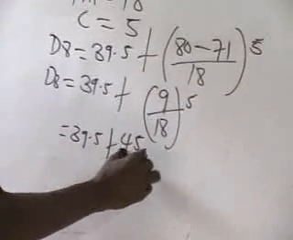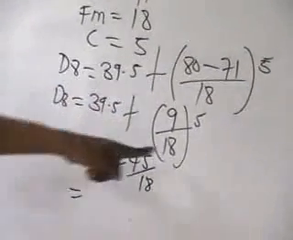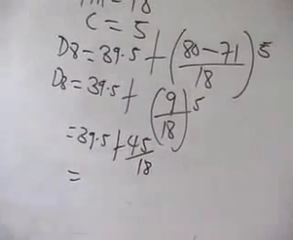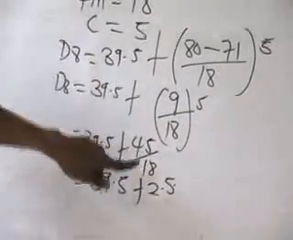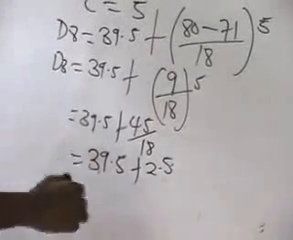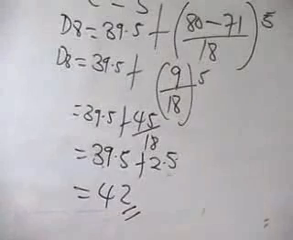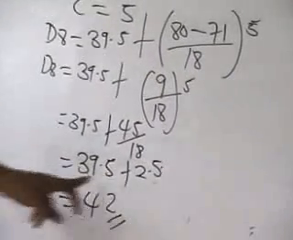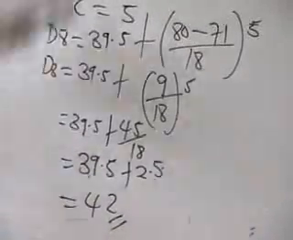All over 18. So 9 times 5 is 45 over 18. So from here, 9 times 5 will give us 45. 45 divided by 18 will give us 2.5. So when we add everything together, it will give us 42. So that is the answer to this. So if you add this plus this, 39.5 plus 2.5 will give us 42. That's our 8th decimal.